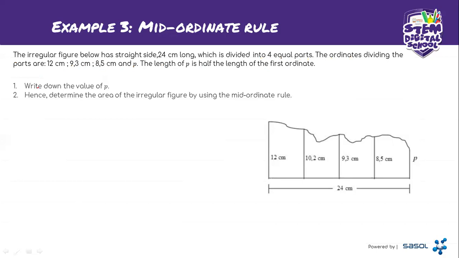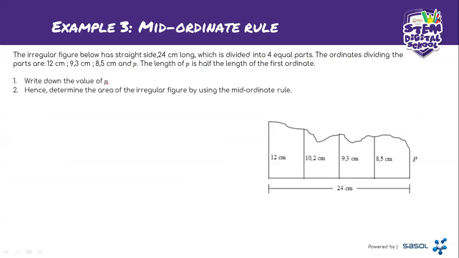The first question: write down the value of P. The value of P equals 6 centimeter. That is the value of P. Why? Because it's very clear from this scenario that the length of P is half the length of the first ordinate. What is the first ordinate in this case? You can see it is 12. So half of 12 is 6. Then we have determined the value of P.